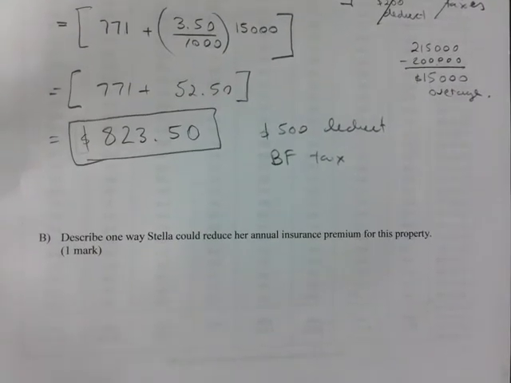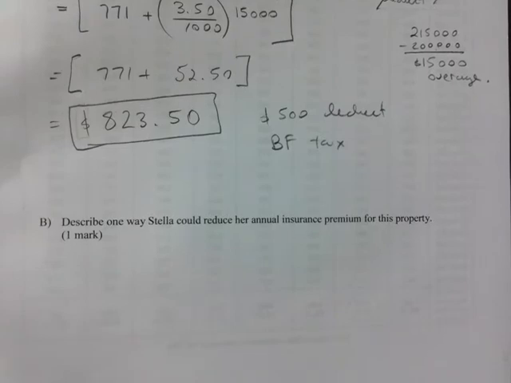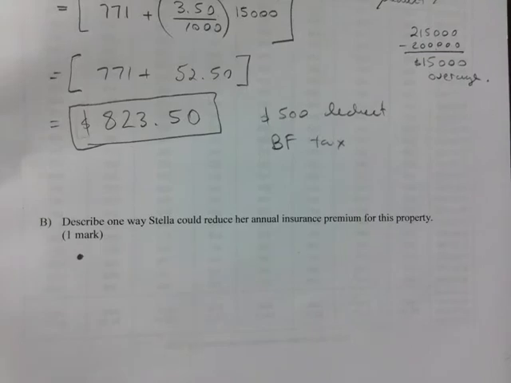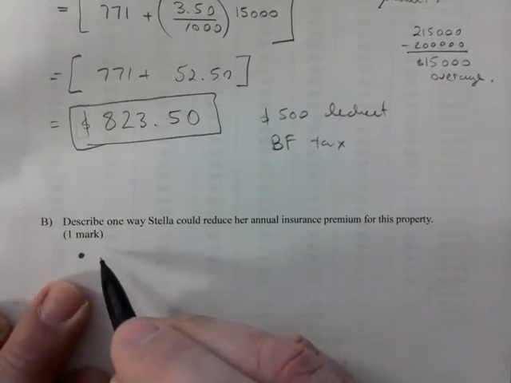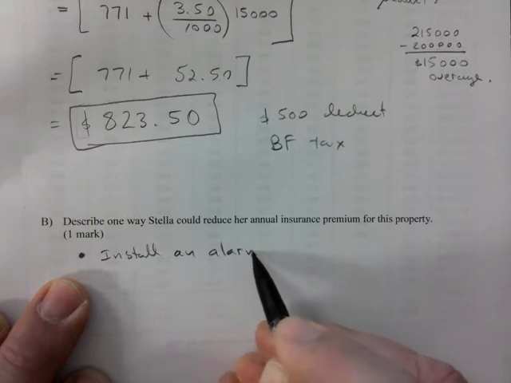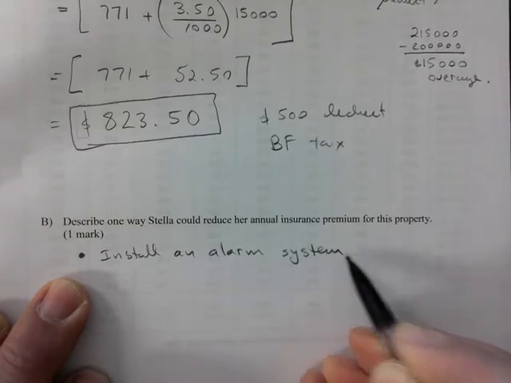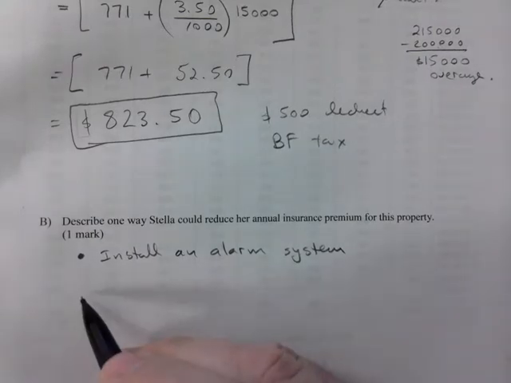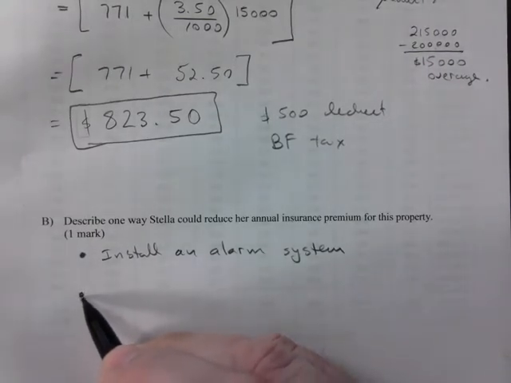Describe one way Stella could reduce her annual insurance premium for this property. 1 mark. What's one thing you can do? And don't tell me get a cheaper house. Like that doesn't work, right? You're in the house, you just want to pay less for the insurance. What you can do is install an alarm system. Don't tell me get better credit, because you can't just get better credit overnight. But an alarm system you can install. You just call one of the companies, right? What else can you do?